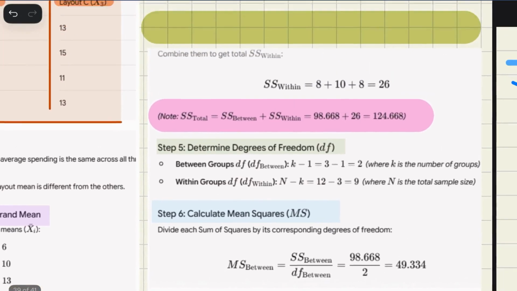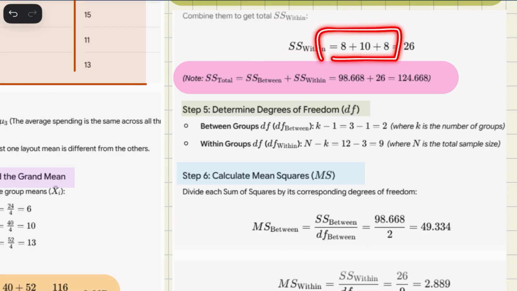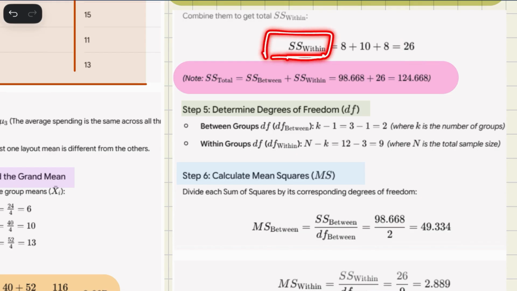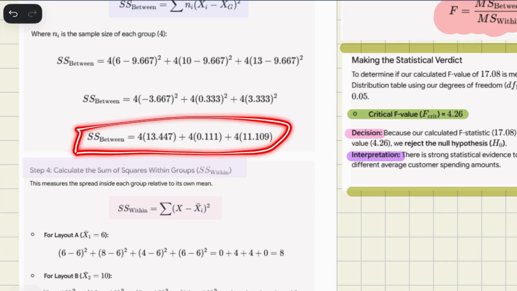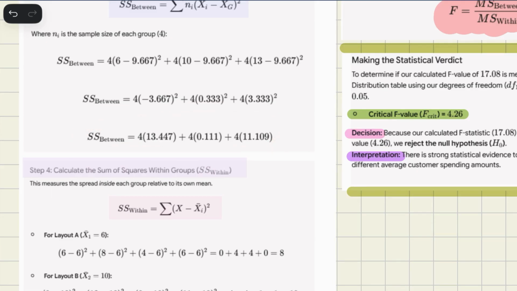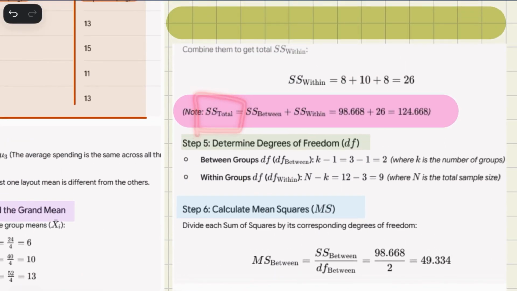After getting the answer, the very next step is to combine them. Combining all of them, we get 26. We also have the sum of squares between, which I told you was 98.6. Now we calculate the sum of squares total by adding the between and within values, which is 98.6 plus 26, and approximately our value would be 124.66. I hope you understood this.